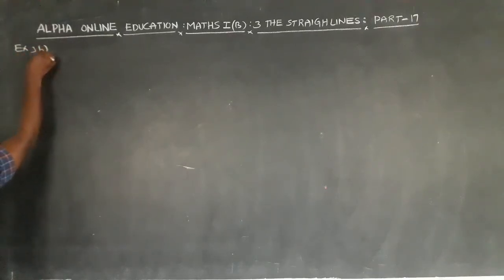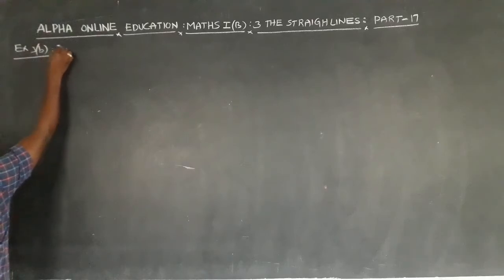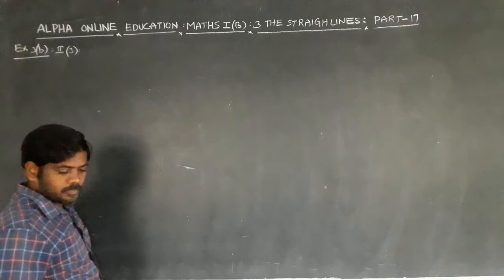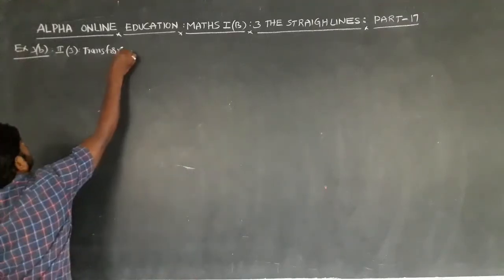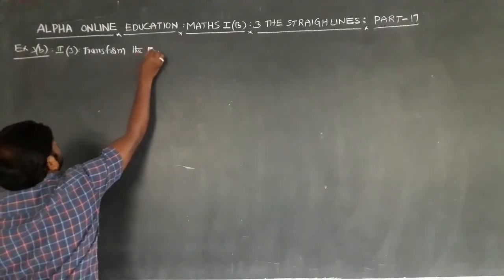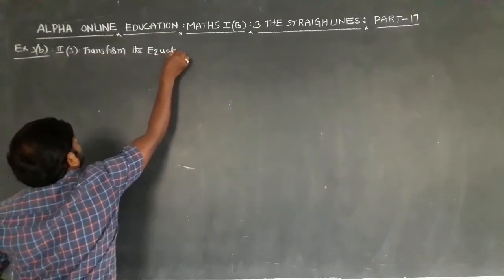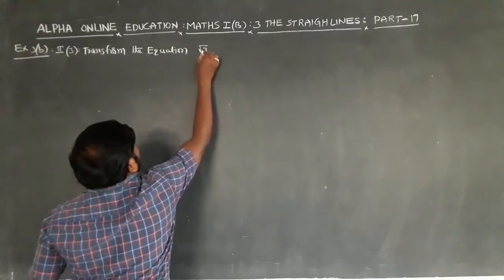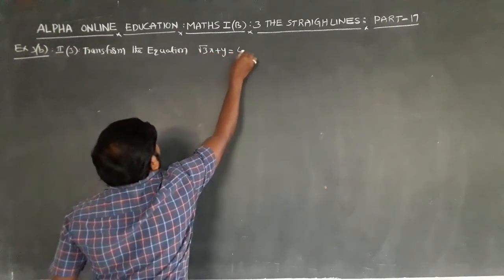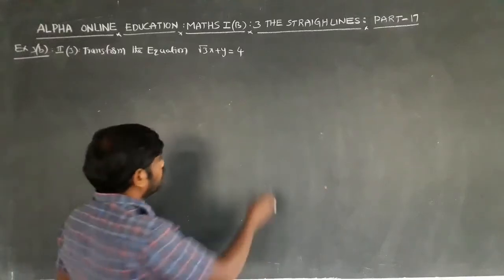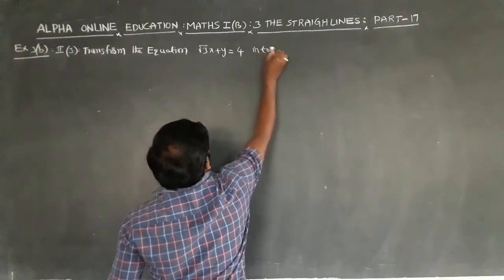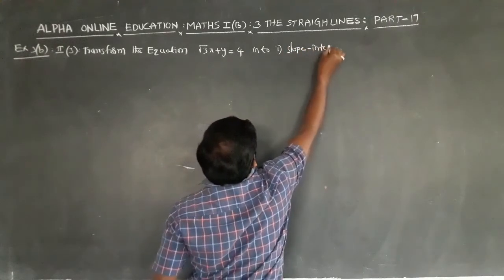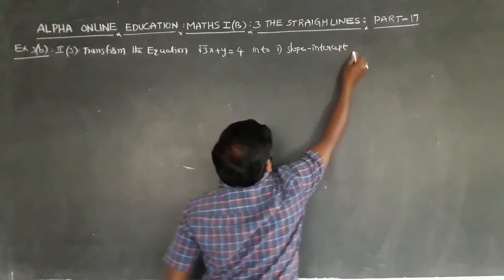Next one is exercise 3b, second bit, third problem. Transform the equation root 3x plus y is equal to 4 into number 1, slope intercept form.